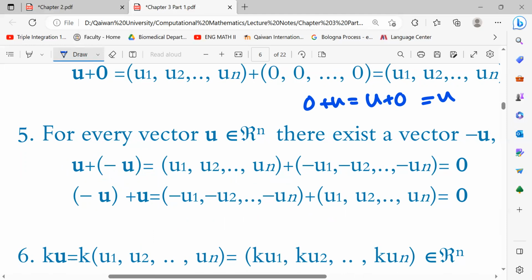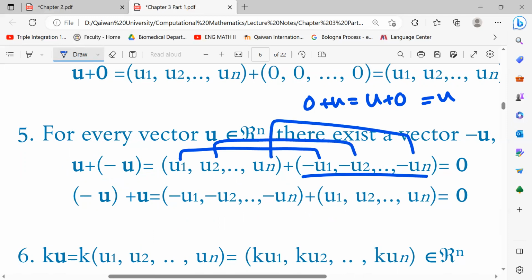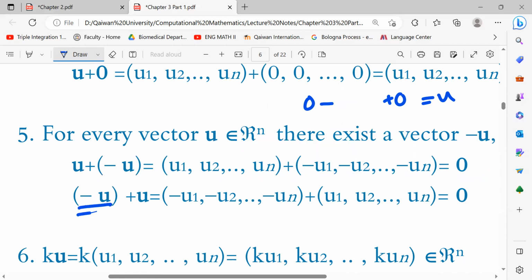u plus minus u is this one. Adding these is what? u1 minus u1, u2 minus u2, up to un minus un. So in all these cases, you get 0, 0, 0, 0. So it's a zero vector. Even if we add minus u to u, we must get 0. In both cases, we get 0. So these are all the conditions, or all axioms, for addition.